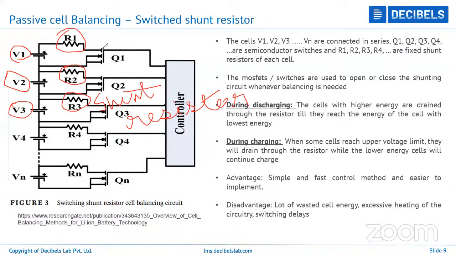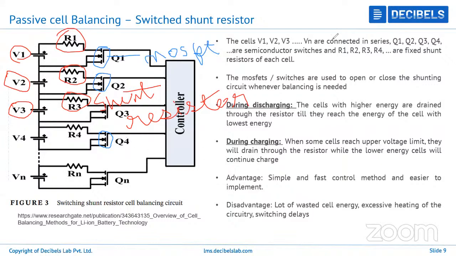Here you can see these are switches, Q1, Q2, and so on, Q4 up till Qn. These switches are also called MOSFETs. A MOSFET is basically a semiconductor switch. So here what happens is each cell is connected to a shunt resistor, and then the whole circuit is connected to a switch.